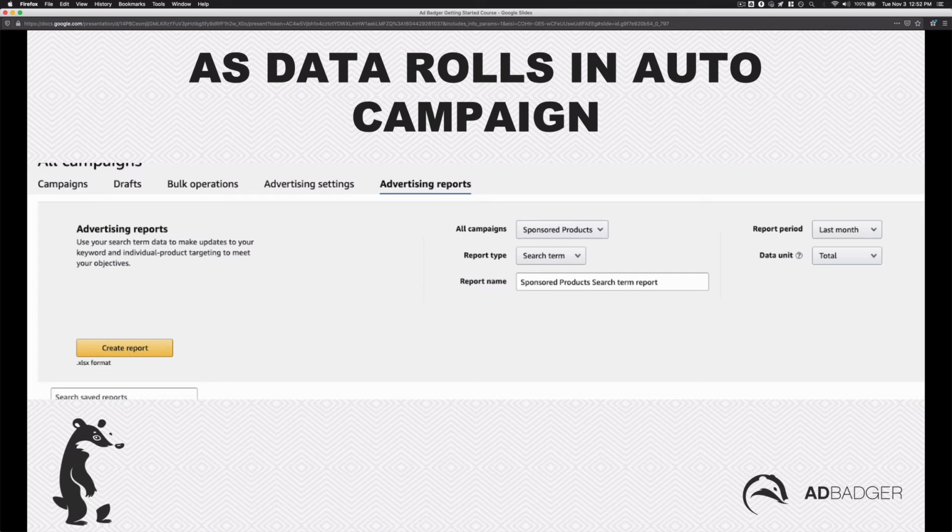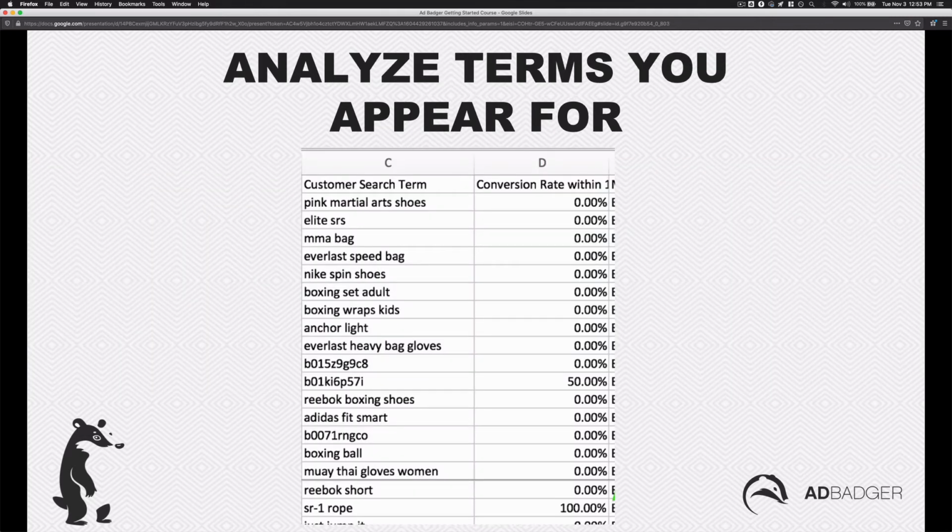Now, as the data rolls in, you'll want to evaluate what you appeared for. And on Amazon, that's called your search terms. And don't worry, you're not going to have to go into Amazon to do this because you're using Ad Badger. But quite simply, you would go and eventually look at the things that you appear for. So if I'm selling that jump rope, I may notice that my conversion rate for, you know, when I appeared for this ASIN was 50%. And when somebody searched SR1 rope, it was 100%.